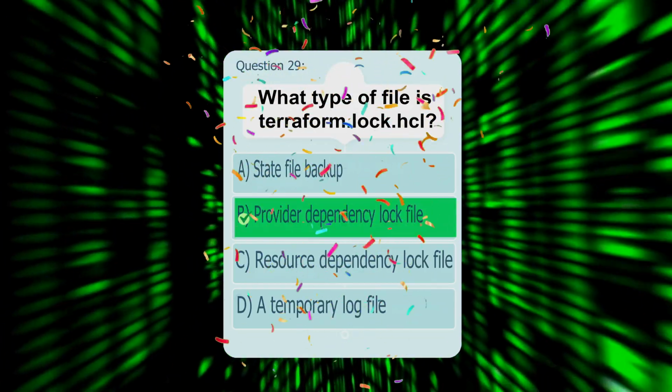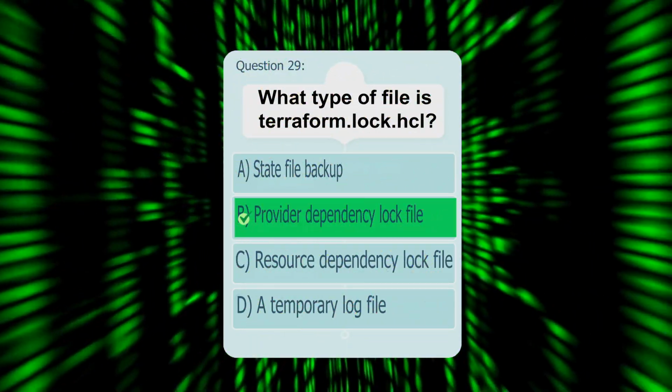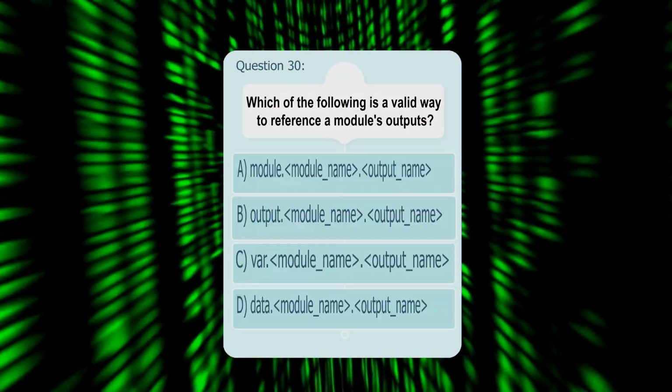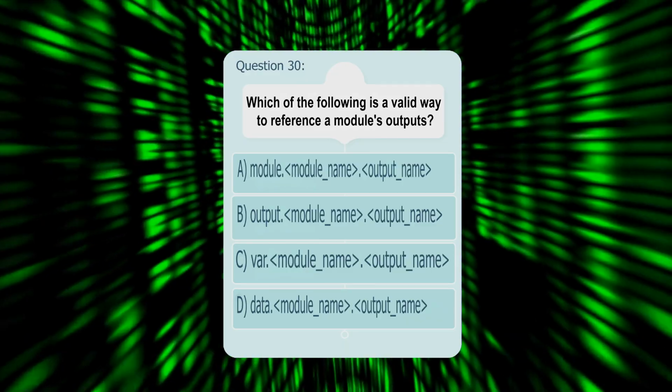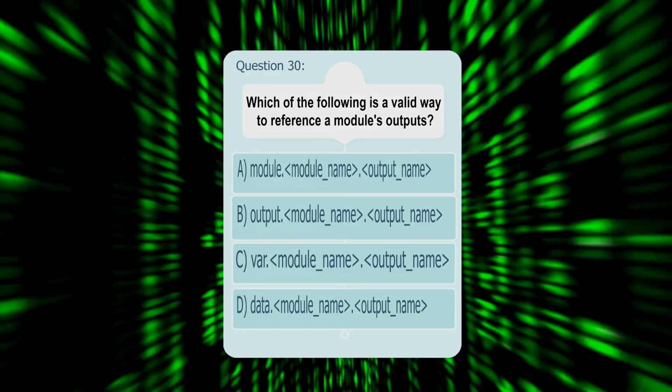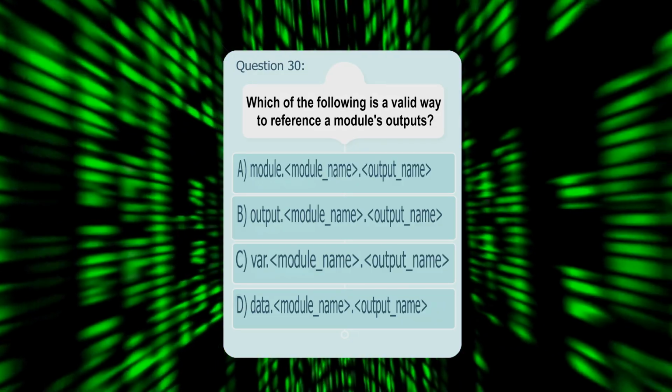Answer. B. Provider dependency lock file. Question 30. Which of the following is a valid way to reference a module's outputs? A. Module. B. Output. C. Var. D. Data.